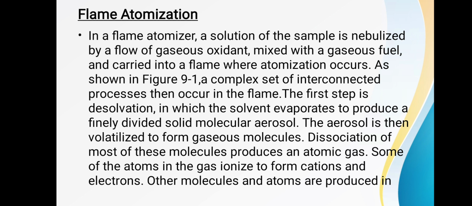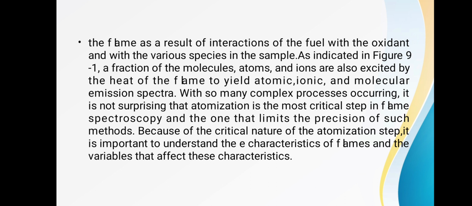Some of the atoms in the gas ionize to form cations and electrons. Other molecules and atoms are produced in the flame as a result of interactions of the fuel with the oxidant and with the various species in the sample. As indicated in the figure, a fraction of the molecules, atoms and ions are also excited by the heat of the flame to yield atomic, ionic and molecular emission spectra. With so many complex processes occurring, it is not surprising that atomization is the most critical step in flame spectroscopy and the one that limits the precision of such methods.